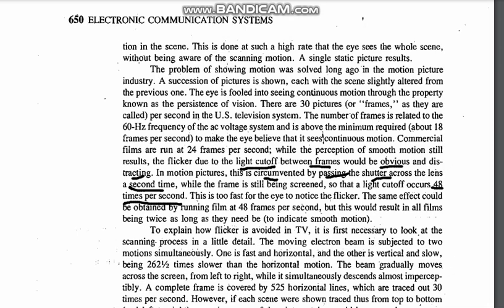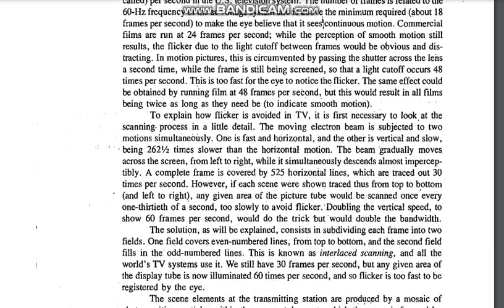Per second we flicker our eyelids 48 times. This is too fast for the eye to notice the flicker. Flicker just means stop and show, stop and show, stop and show. But the flickering is so fast, 48 times per second, that our eye can't perceive it. The same effect could be obtained by running a film at 48 frames per second, but this would result in all films being twice as long as they need to be. So that is a very basic thing.